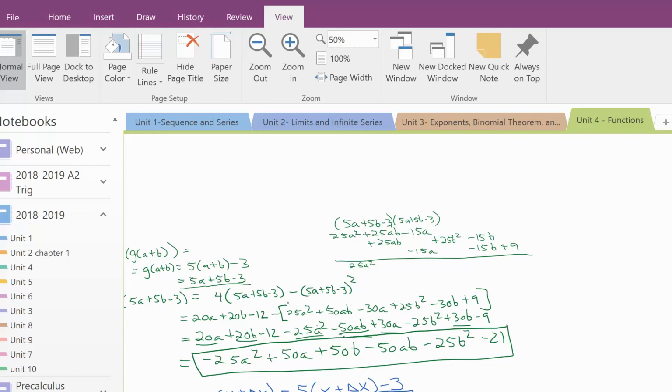But then remember, you have to subtract that, so you have to distribute the negative sign into all of that. And then you combine like terms, so that is your final answer. Just a lot of multiplication.